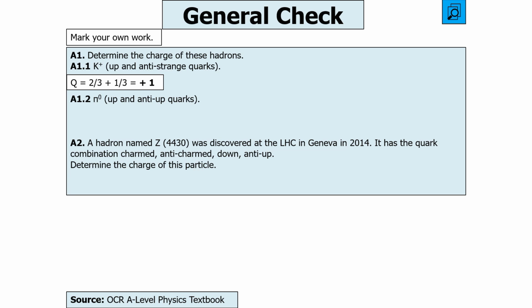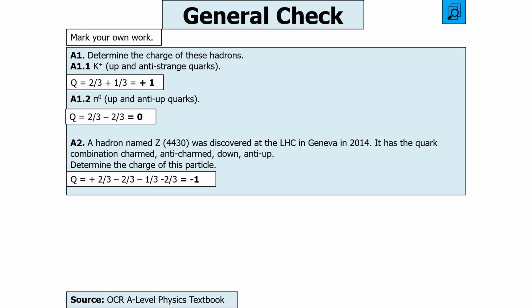Now remember, particles have to have integer values of charge in this particular unit. Now for the pi 0, it's going to be plus 2/3 minus 2/3, so the value is 0. And then here we can see that the charm has a value of positive 2/3, the anti-charm is minus 2/3, the down is minus a third, the anti-up is minus 2/3, so the overall value is minus 1.